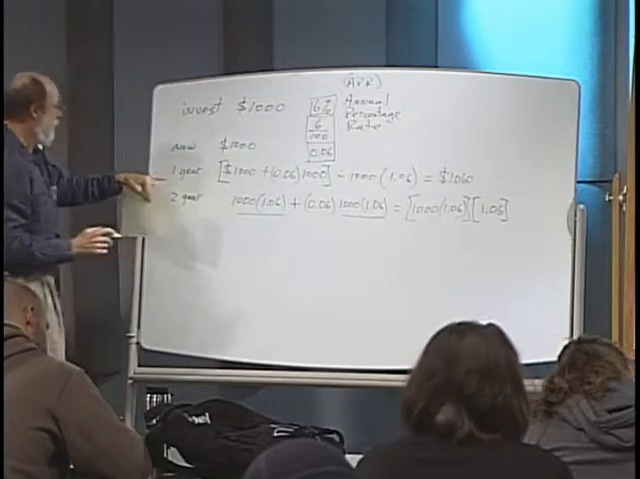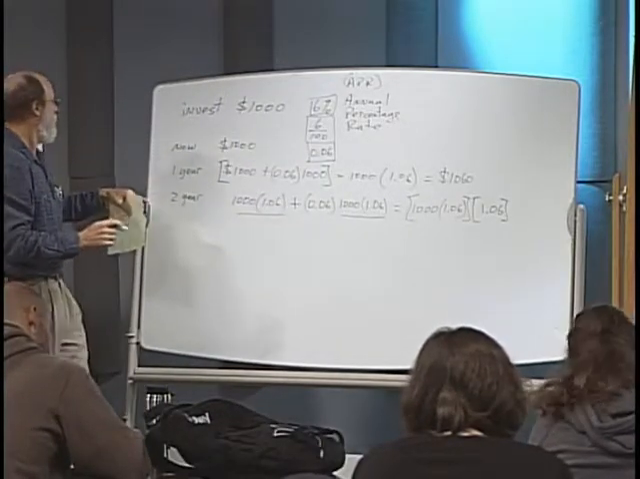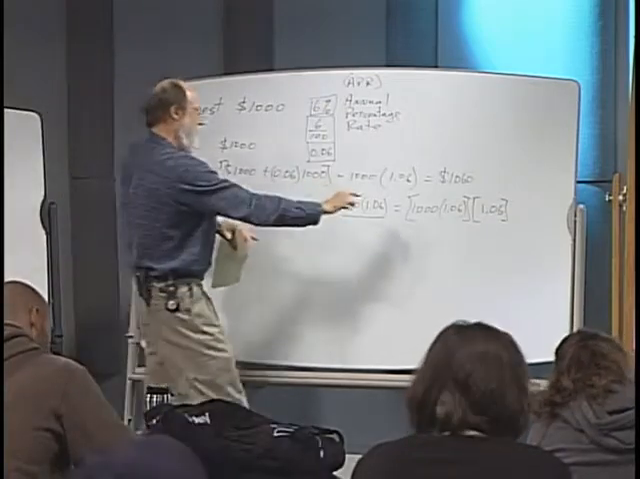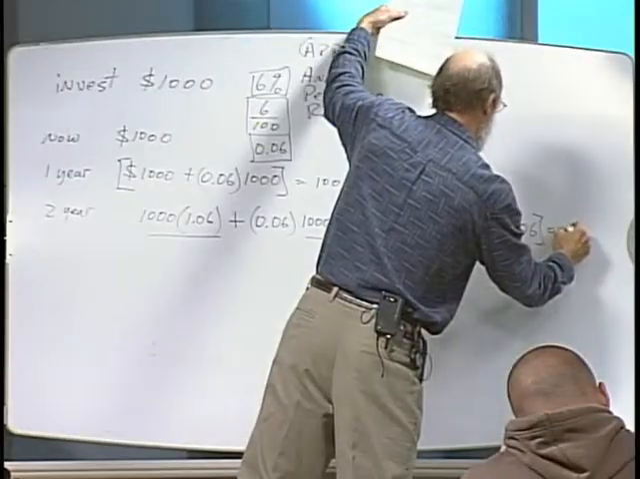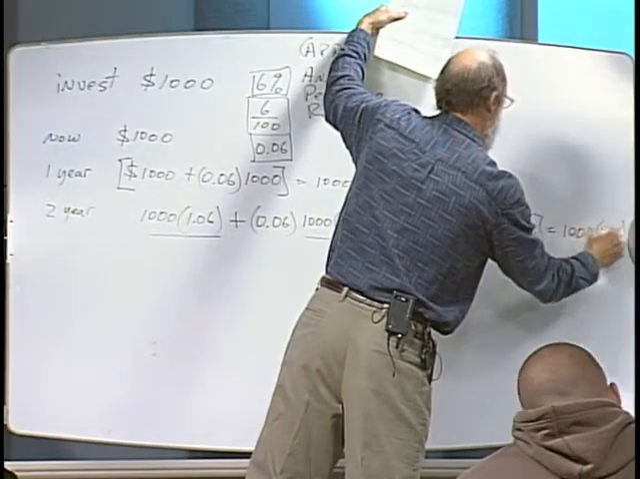So what we can see is that we clearly have a pattern going on here. I'll write it over here on the right: we have 1,000 times this 1.06 raised to the 2 power.